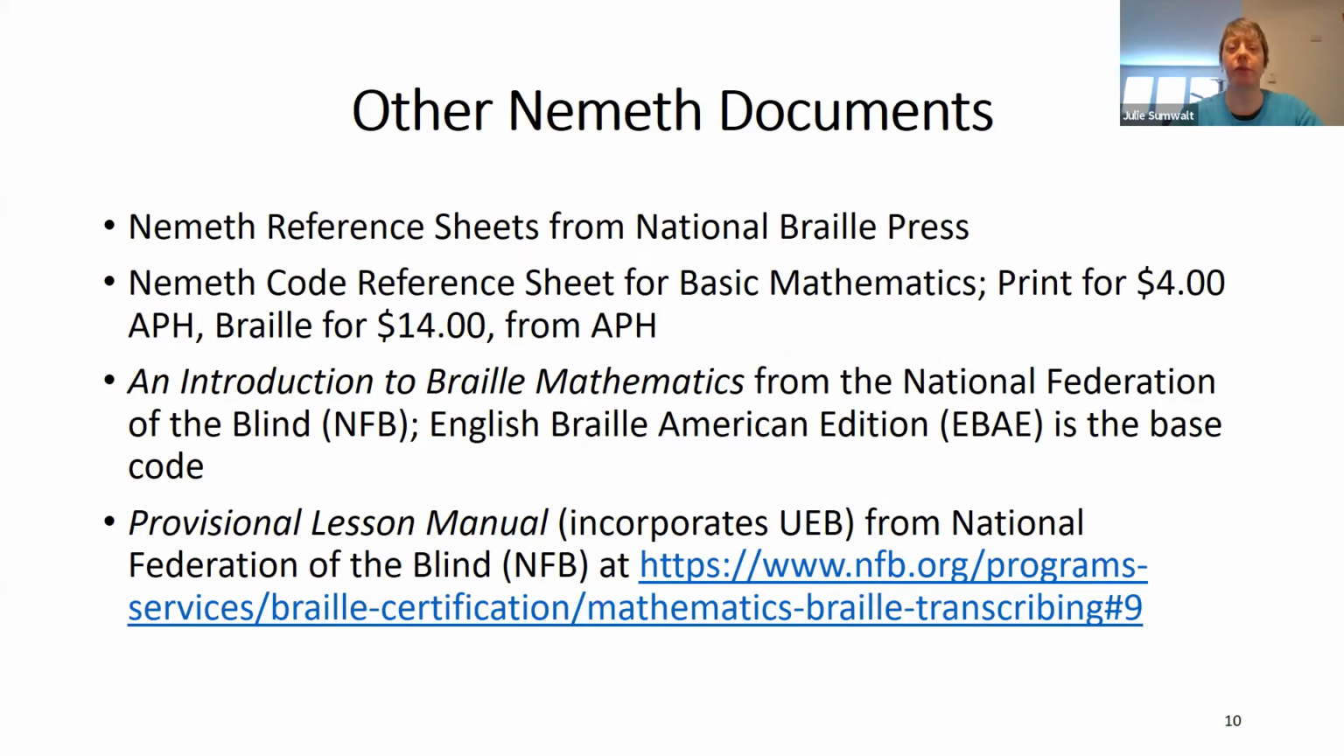There are some other Nemeth documents that are offshoots of the Braille Code. So the code books are your primary source. You may also be interested in these others that I have listed here. There are Nemeth reference sheets from National Braille Press. There's another Nemeth Code reference sheet for basic mathematics from APH, American Printing House.